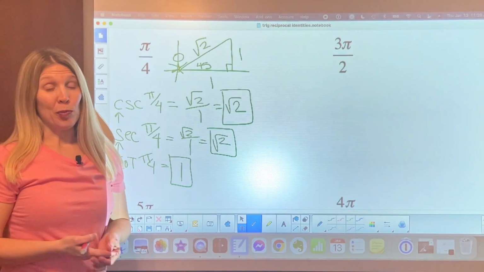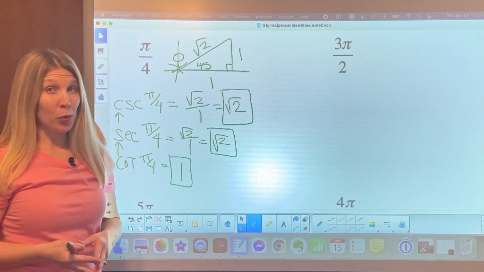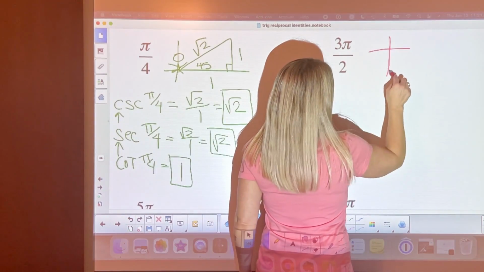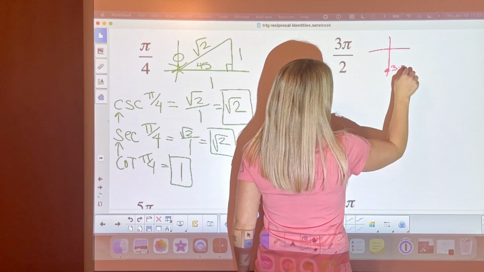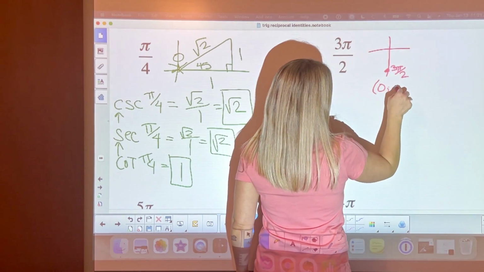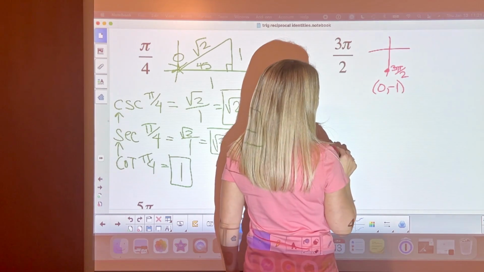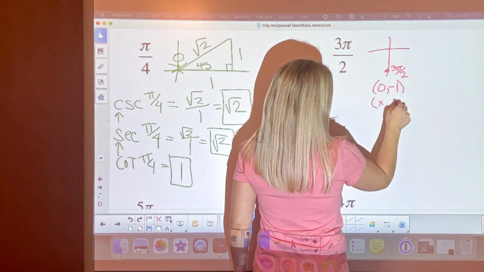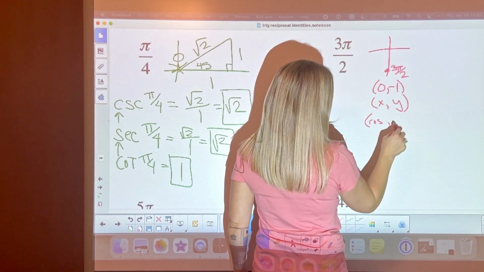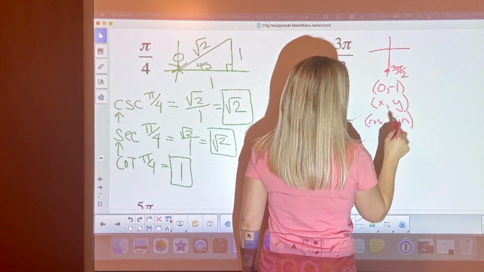All right, let's look at the next problem. 3 pi over 2. Do you remember where this is on the unit circle? This is at the bottom right here, 3 pi over 2, right? Which is the ordered pair, 0, negative 1. This is our xy pair, and remember, x is cosine, y is sine.